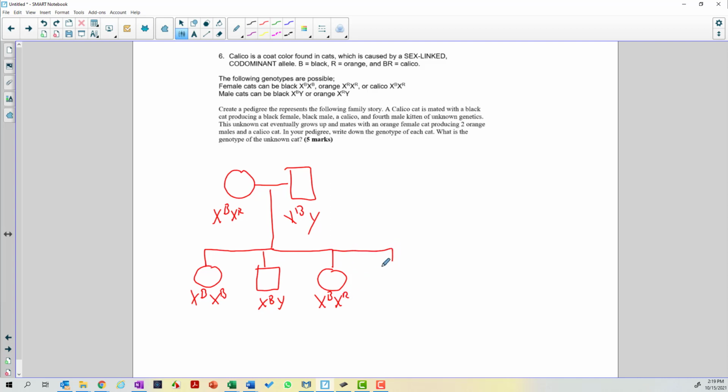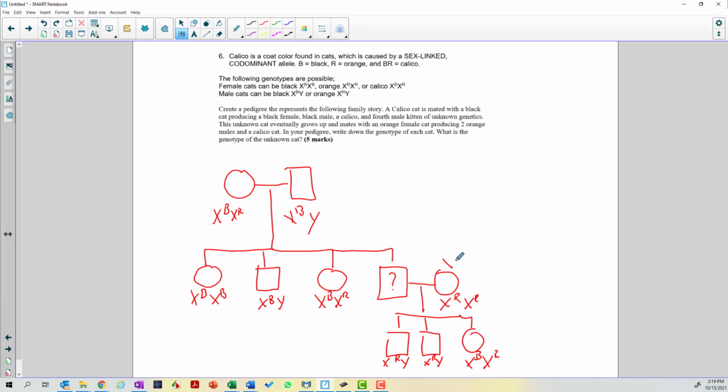And finally, the last one, we don't know. It's unknown. But it does tell you that unknown mates. It's a male. It mates, and it has 3 babies. It mates with an orange female, and it has 2 orange males and 1 calico female.